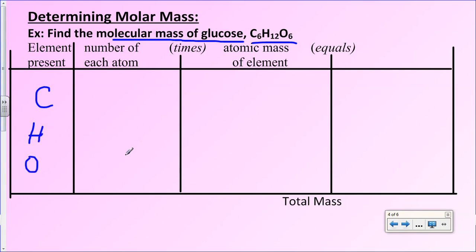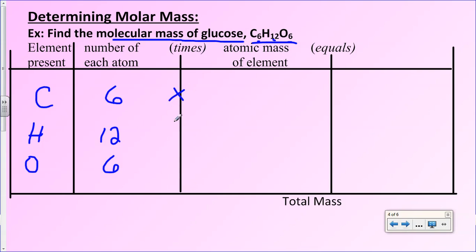It's very important that you work out your problems, your examples, your homework problems, etc., exactly like what we're showing here on these notes. And I hope that you're copying everything down as we are going through them. If we take a look at our formula again, we find that there are 6 atoms of carbon. So next to the carbon, we're going to put a 6. There are 12 hydrogens. Put a 12 next to the H. And there are 6 oxygens. Put the 6 next to the oxygen.